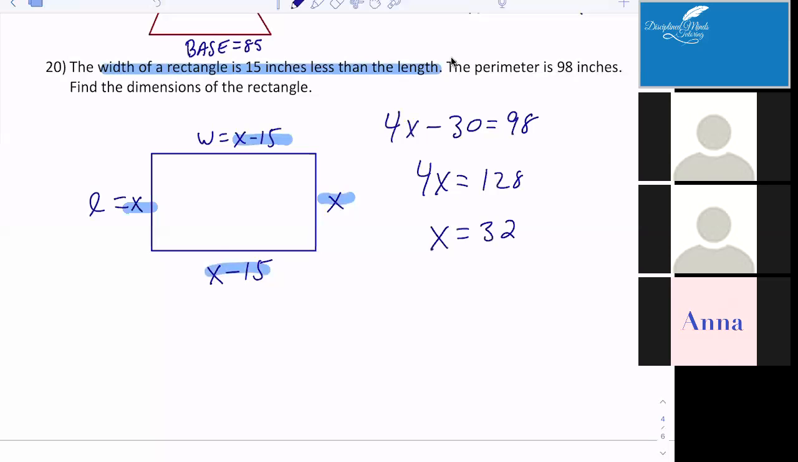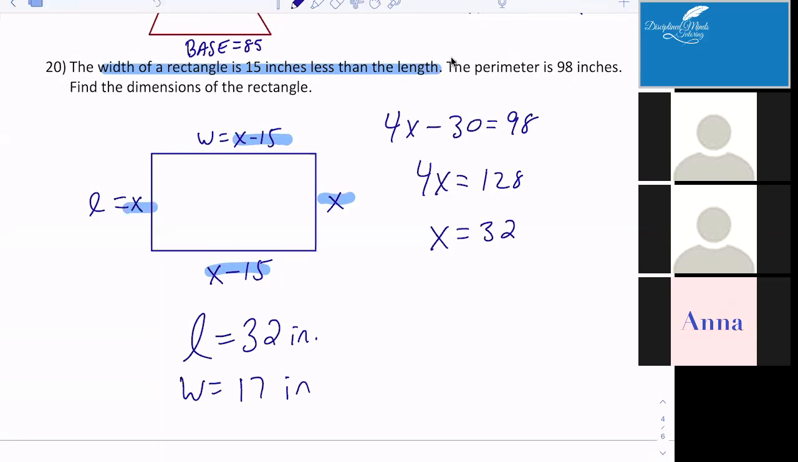Now, what is 32? X, which is the length. 32 what? Centimeters or inches? Inches. And the width then would be 17. 17 what? Inches. There you have it. I'm pretty happy with that today, guys, even after my late start.